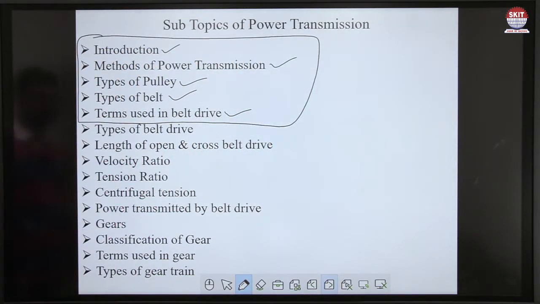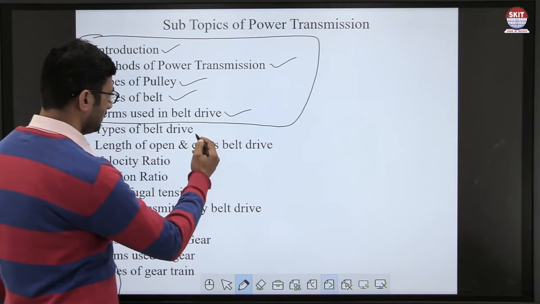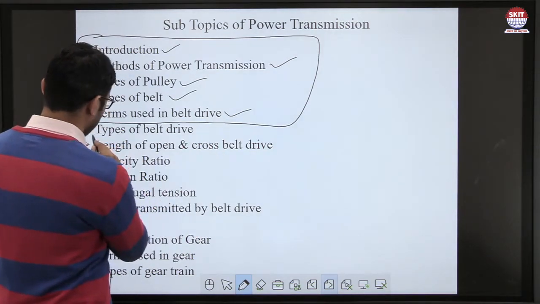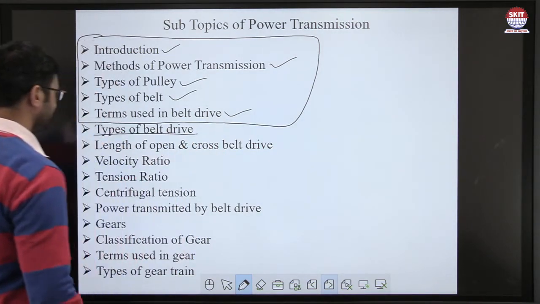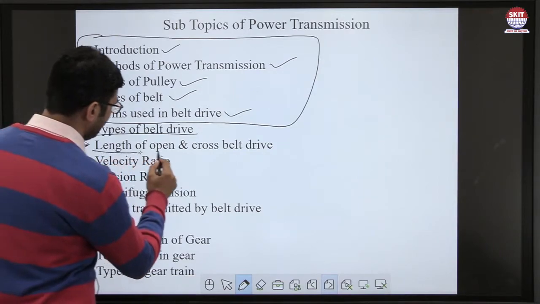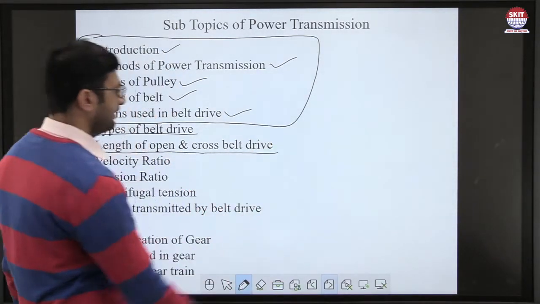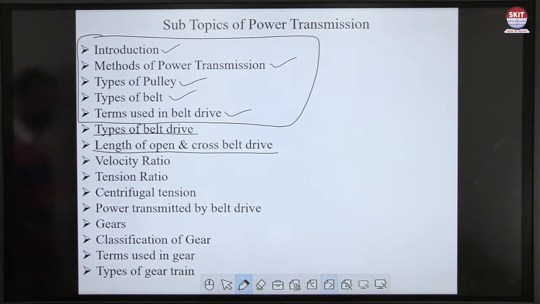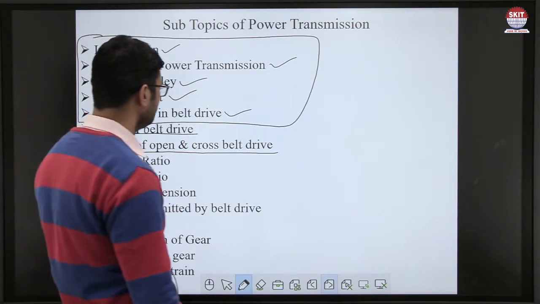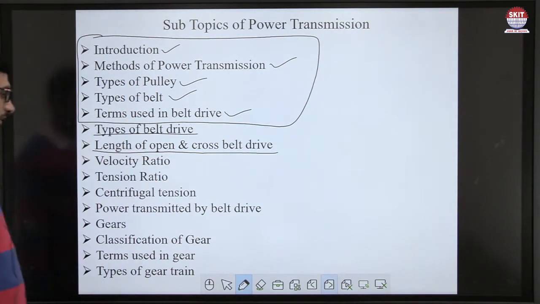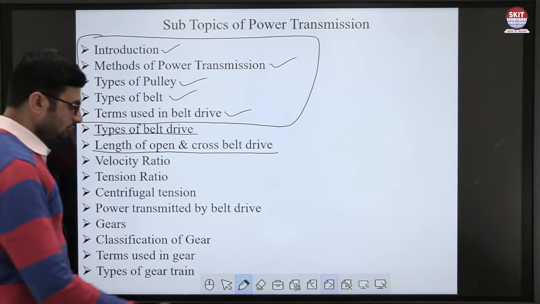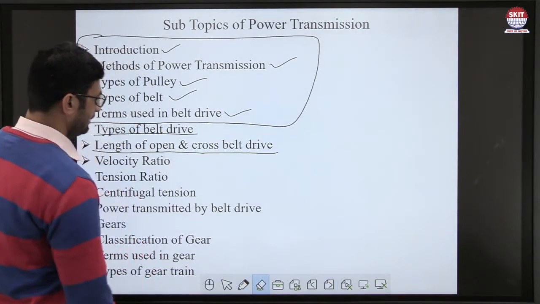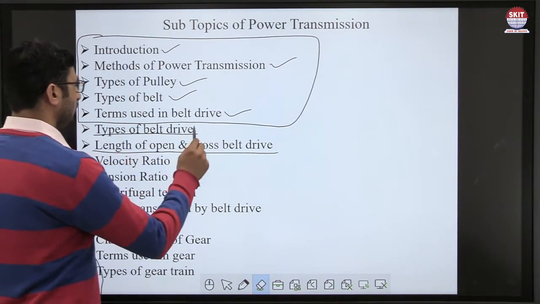In the second lecture, we cover the types of belt drive and the length of open and cross belt drive. Okay. Now we start the types of belt drive.